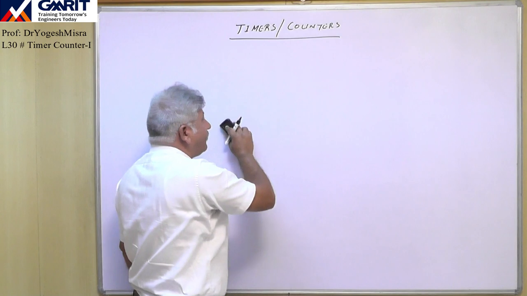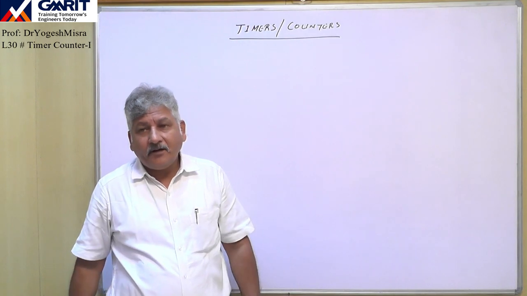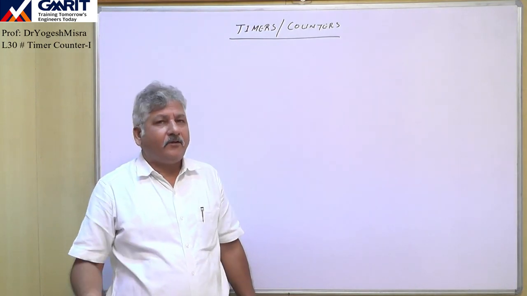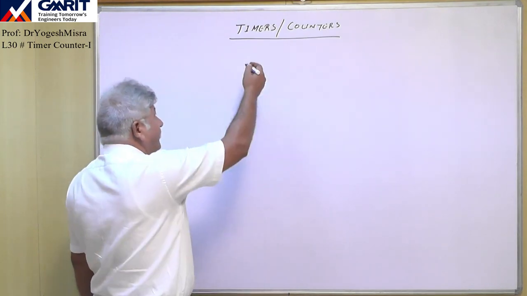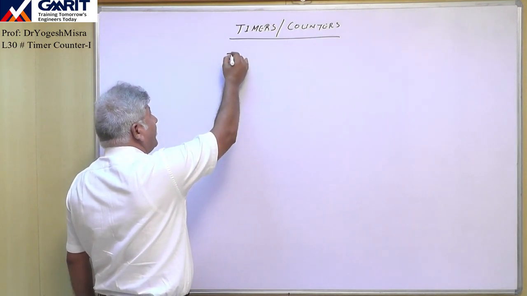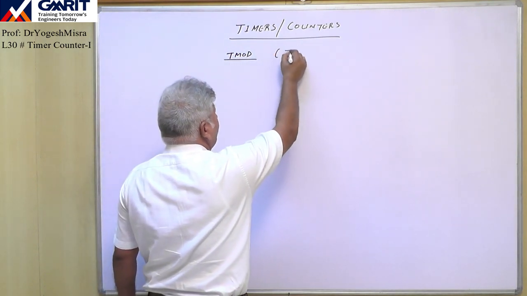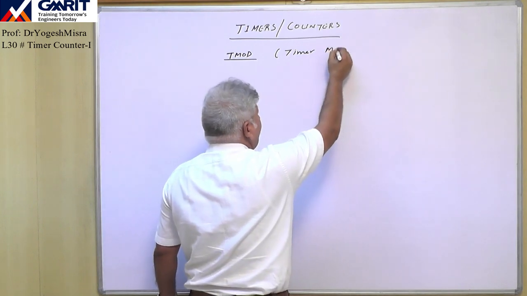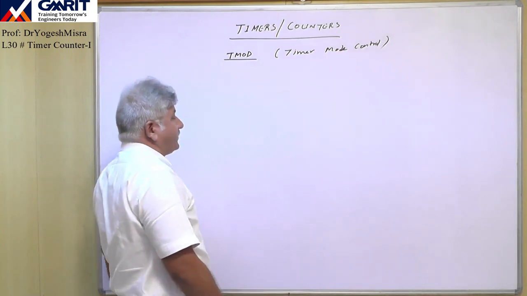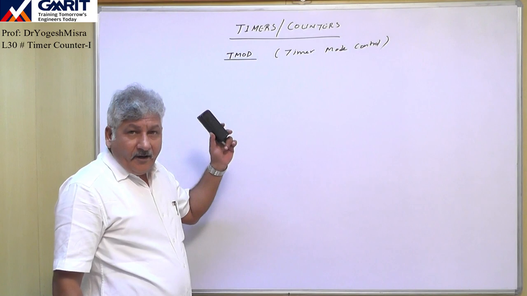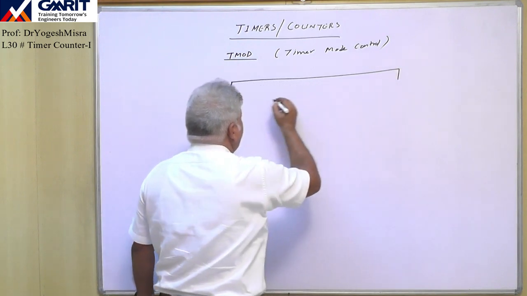Now, to control the operation of these counters, a few registers are provided, and these are special function registers having some special functions. In the 8051 microcontroller, there is a register named TMOD register, which we can call the timer mode control register. This is an 8-bit register.